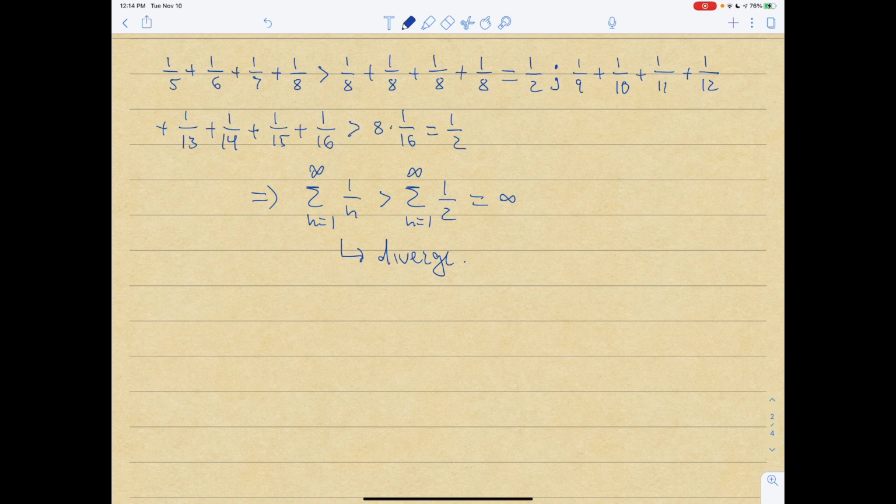Okay, and so then in the subsequent lectures we're going to look at and prove various tests for convergence.